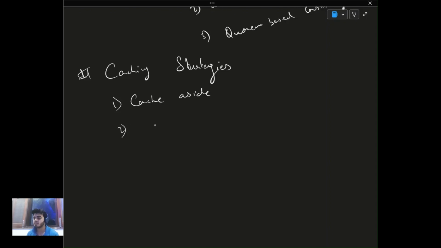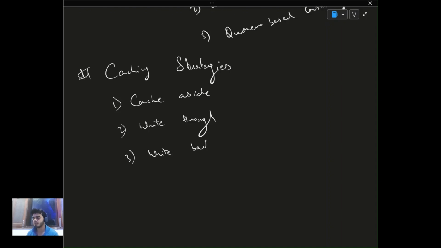The another one is write through. Write through, what does this mean? Every database write also updates the cache, in simple words. Third is write back.